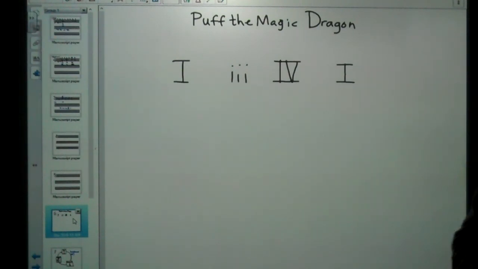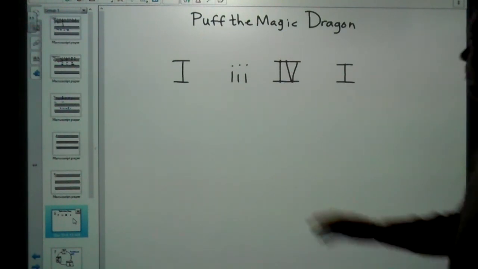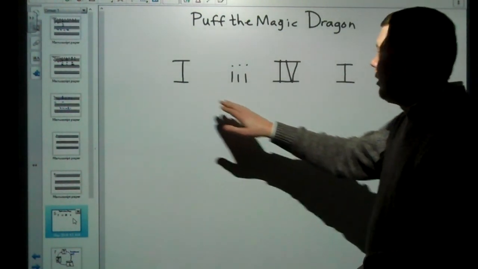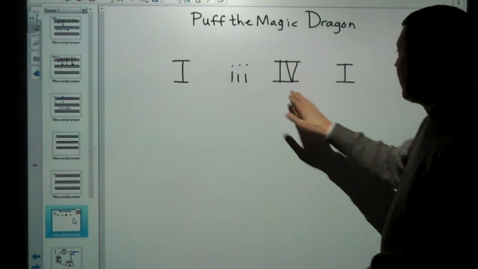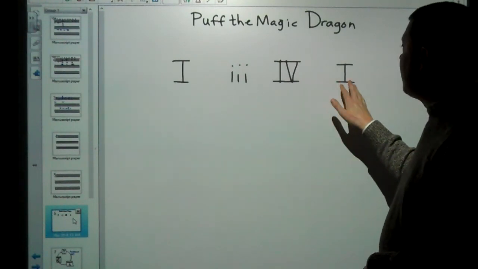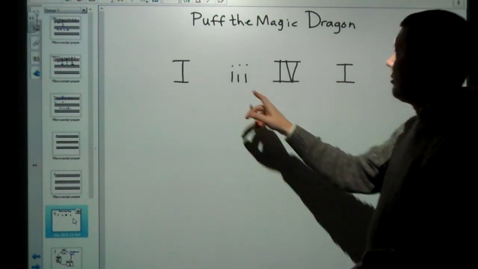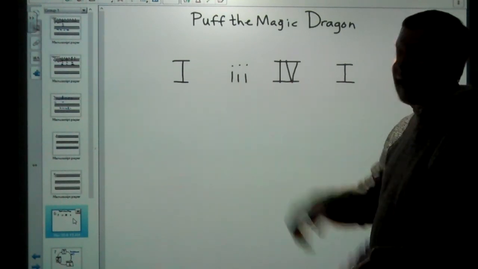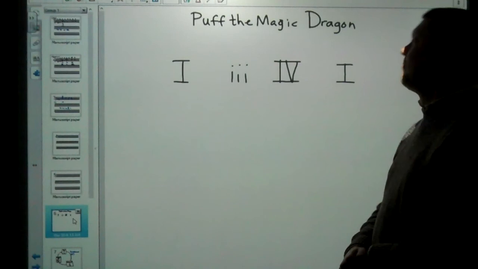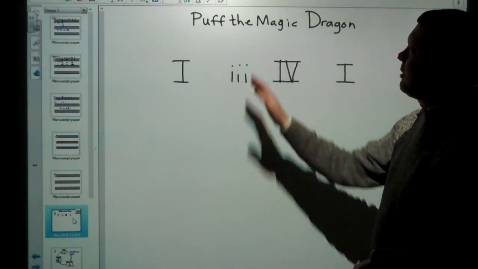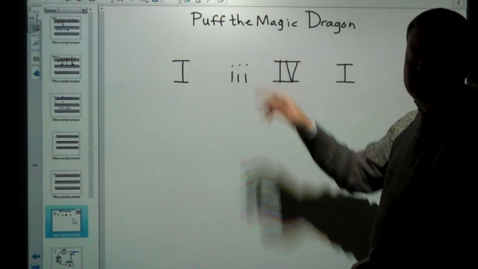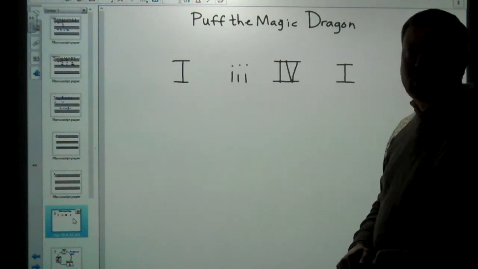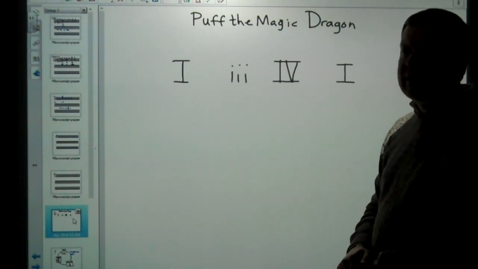For example, the opening chords of the familiar tune Puff the Magic Dragon happen to be these right here. 1, 3, 4, and then instead of dominant or 5, it goes back to 1. Notice again that the 3 moves to a regular predominant, so it is acting as a predominant. And also you might be able to hear that one of the notes in the melody over the 3 chord is Ti or scale degree 7.